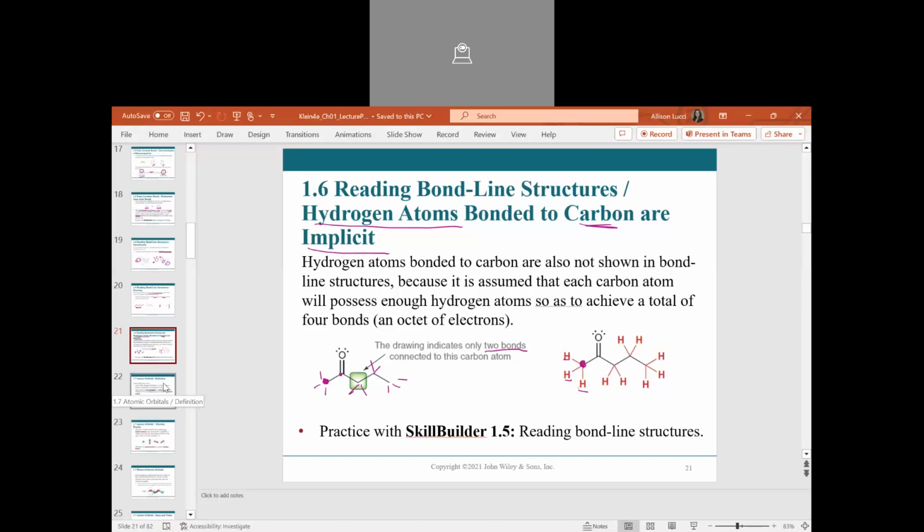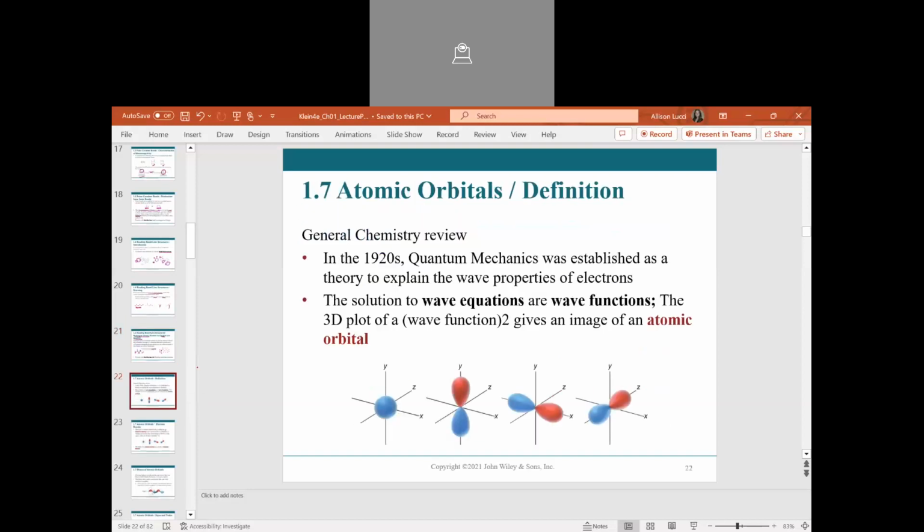So that's everything for section 1.6. We will pick up with section 1.7 next time.